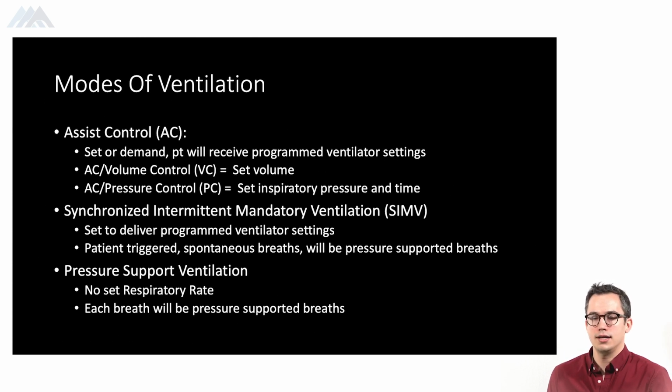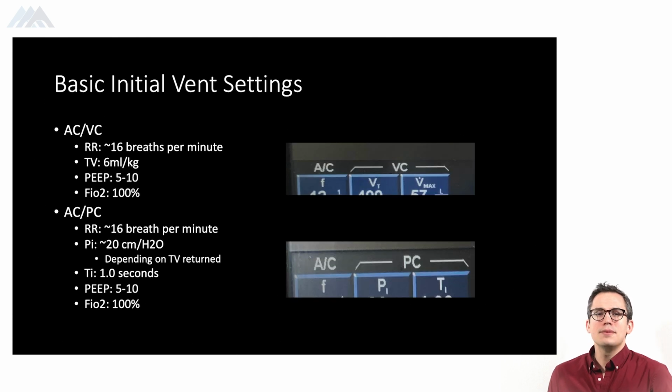Some initial basic vent settings, and again, all of these are going to be patient dependent. But if we initially were setting assist control, volume control, we can set our respiratory rate to give or take around 16 breaths per minute. We're going to use our lung protective strategy of 6 mLs per kg of ideal body weight.